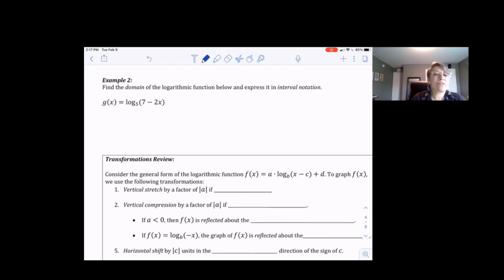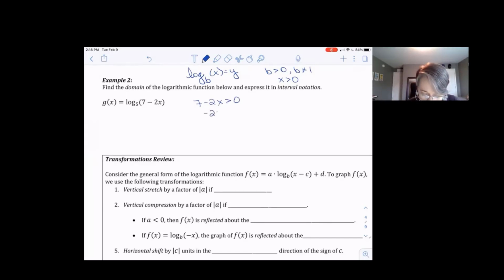In example 2, they've asked us to find the domain of this logarithmic function below and express it in interval notation. Remember, when we have any log base b of its argument equals y, we know the base has to be positive and it can't be 1, which means our argument also has to be positive. Well, in this case, our argument is not just x, our argument is a linear expression. So that still holds. 7 minus 2x has to be positive because 5 to any exponent will give us a positive number. So we can solve for this inequality.